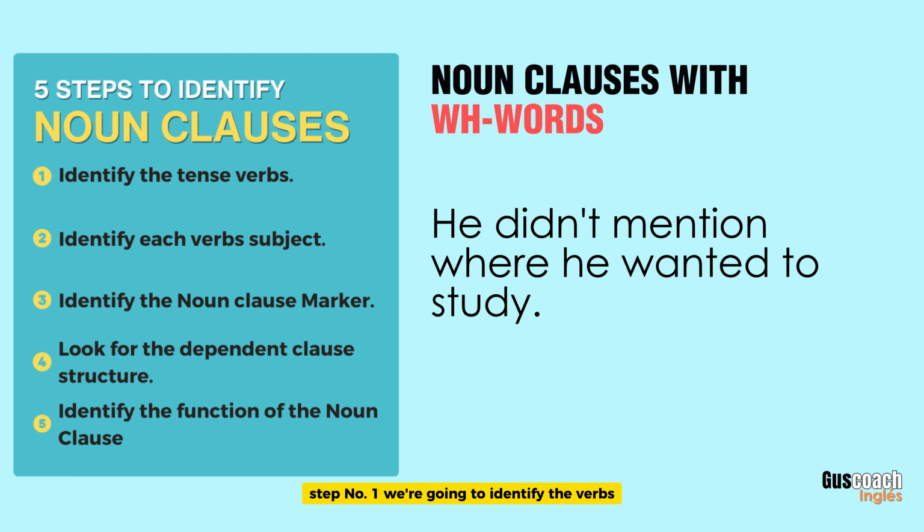Step number 1. We're going to identify the verbs. So on the one hand, we have didn't mention, and on the other hand, we have wanted. Step number 2. Let's identify the subjects of each verb. Didn't mention, its subject is he, and he is also the subject for the verb wanted. Step number 3. Let's look for any noun clause marker. In this case, the noun clause marker is the WH word where.